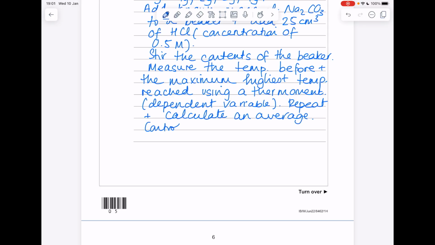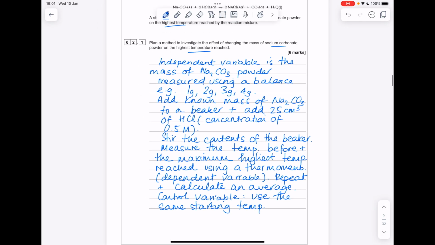And then control variables, we already said use the same concentration and volume of hydrochloric acid. Let's use the same starting temperature because we need it to be a fair test. So where are these marks awarded?